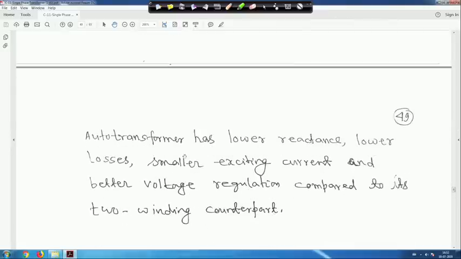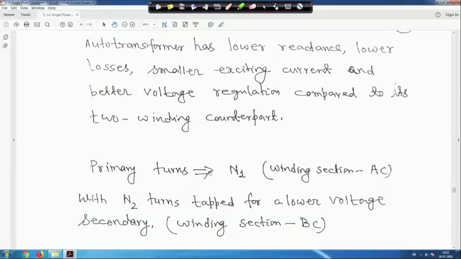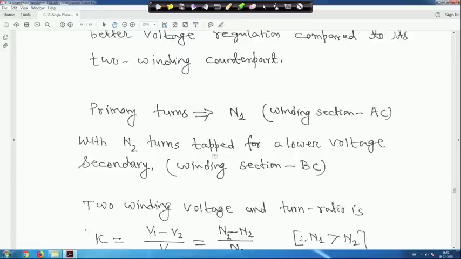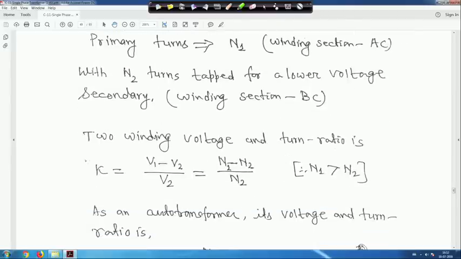So in this case, the auto transformer has lower reactance, lower losses, smaller exciting current and better voltage regulation compared to its two winding counterpart, right. The primary turns are N 1, I told you, winding section AC with N 2 turns tapped for a lower voltage secondary winding section BC, this I told you. Now, two winding voltage and turns ratio, right.